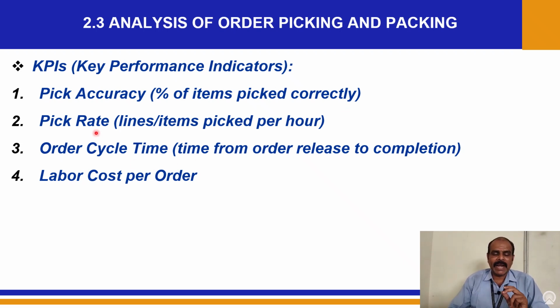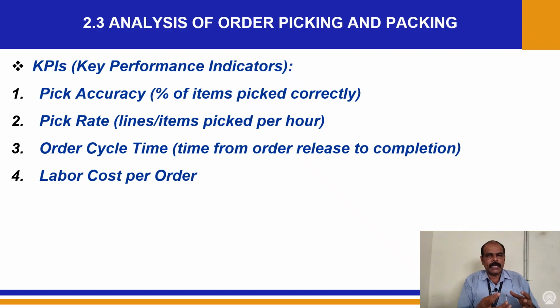Second, pick rates, lines or items picked per hour. So within 1 hour, how many products are we able to pick it? Okay, we in the sense not manual, that is automated system. Order cycle time, time from order release to completion. See, it is very crucial.